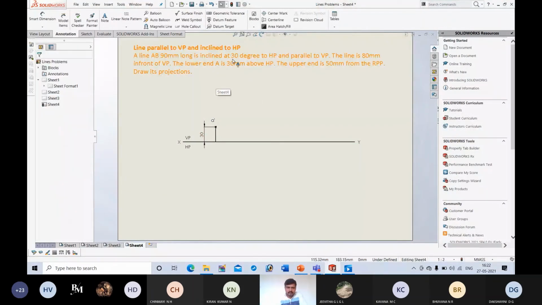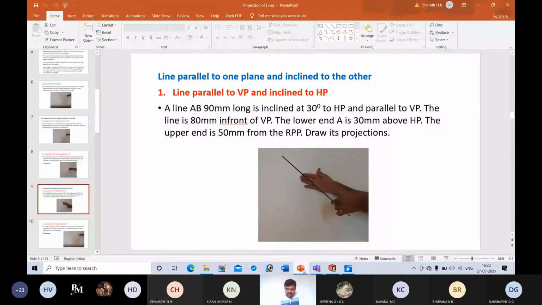Next, it is inclined at 30 degree to HP and parallel to VP. Since it is parallel to VP, we are able to see the true length in the front view, that is the view on VP. The 30 degree inclination to HP can again be seen from the front. Since it is parallel to VP, we see it as a line as it is, and this inclination of 30 also as it is. That is the front view.